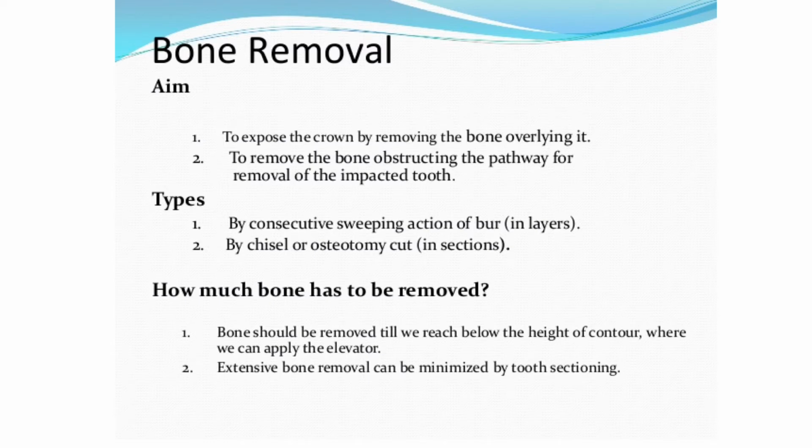Let's see the aims of bone removal technique. So, why do we need to remove the bone? First is to expose the crown by removing the bone overlying it, and secondly to remove the bone obstructing the pathway for removal of the impacted tooth.